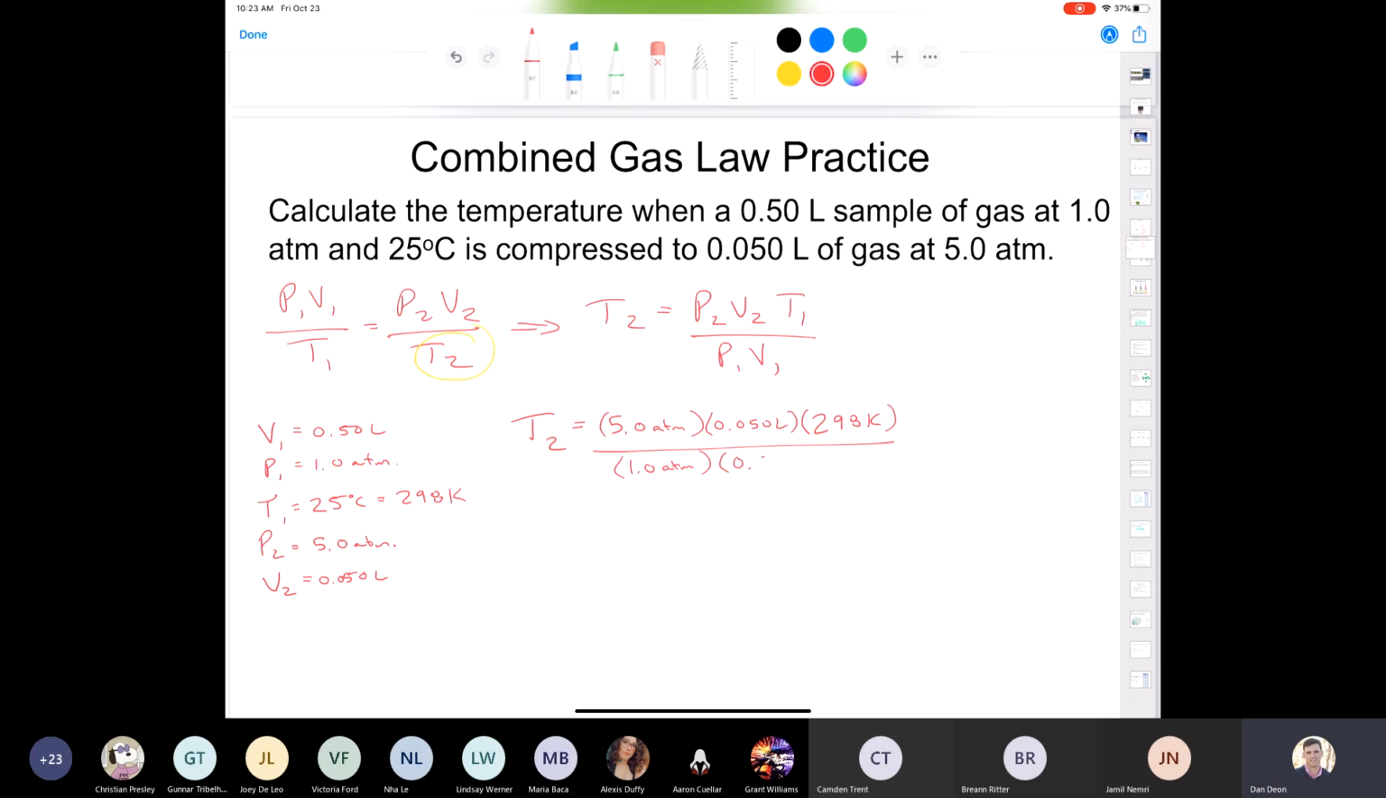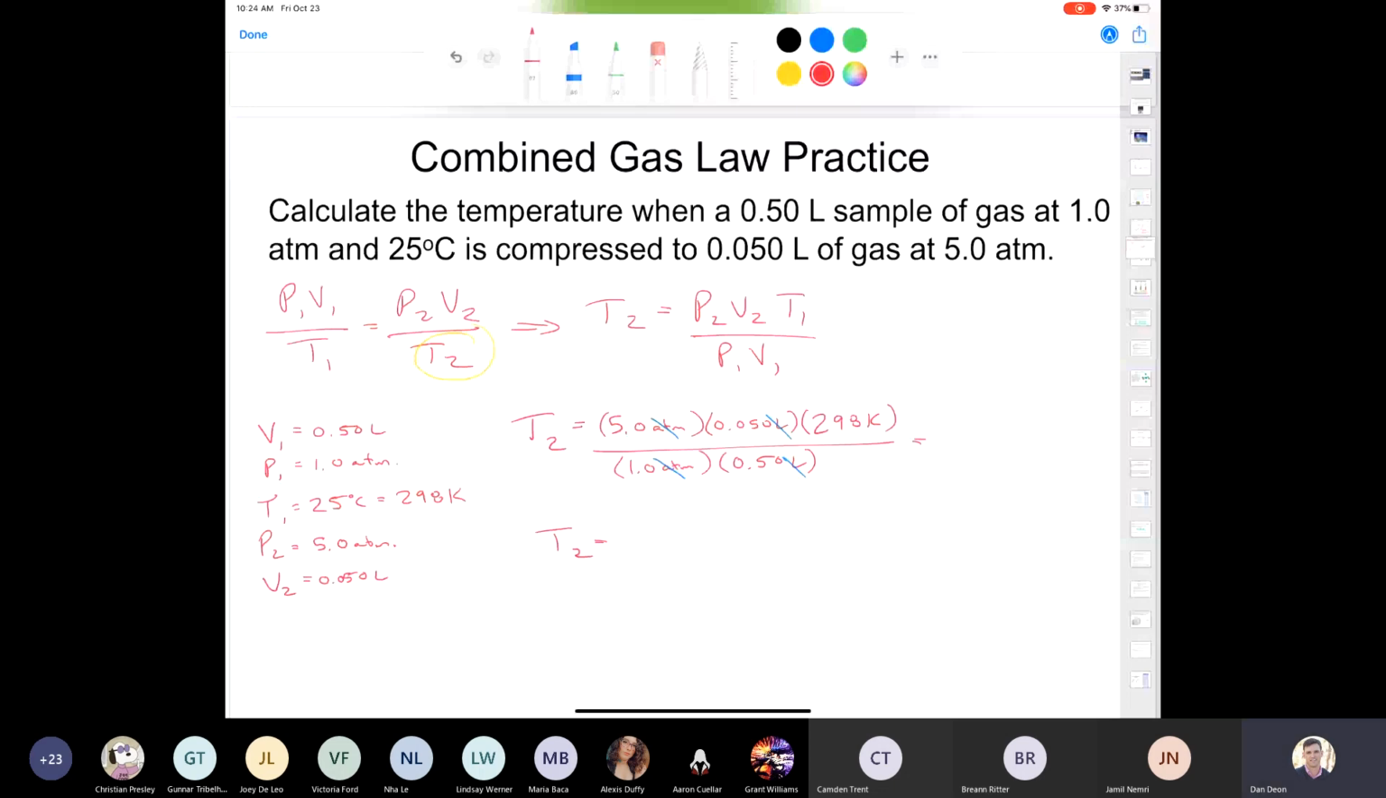is 0.50 liters. Before we start punching things into our calculator, why don't we be 100% sure that our units work out? Because we get a lot of them here. Atmospheres cancel, as do liters, and look, we're left over with the beautiful Kelvin, so that seems to make sense. Now we'll solve this for our temperature. We have 5 times 0.05 times 298. We're going to divide all that by 0.5.